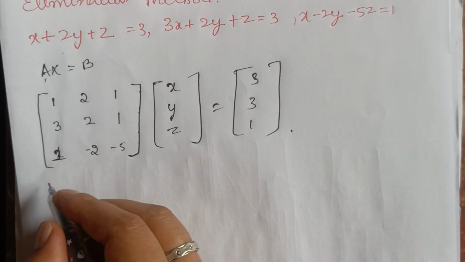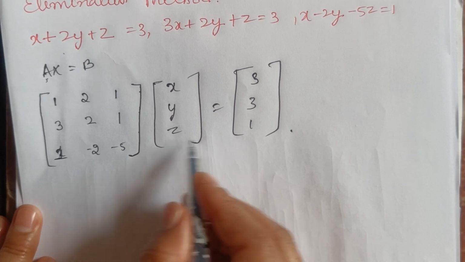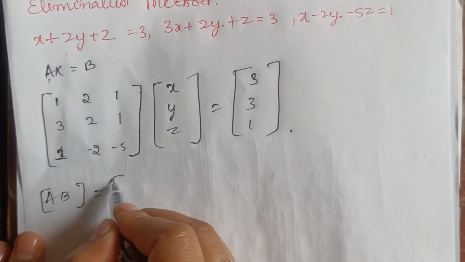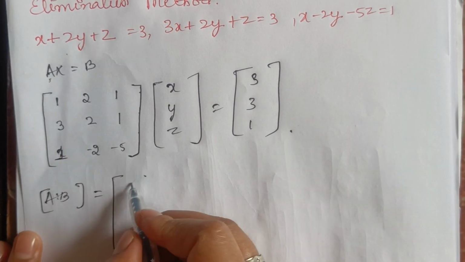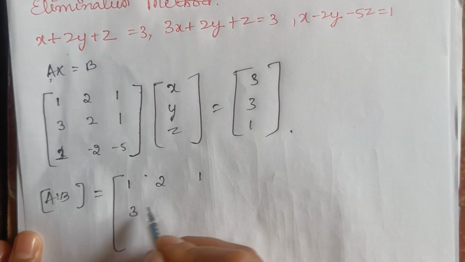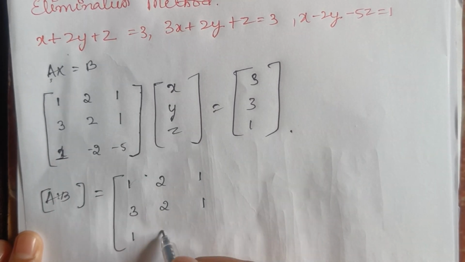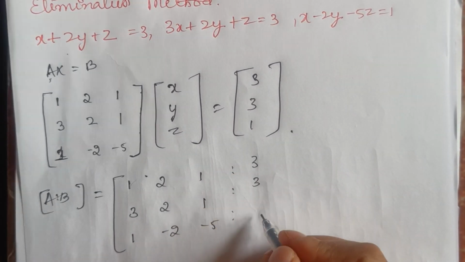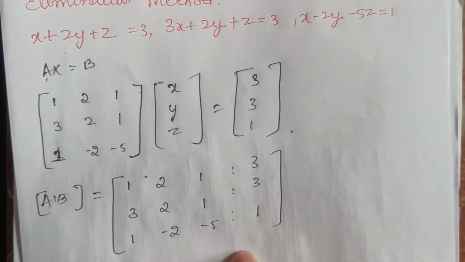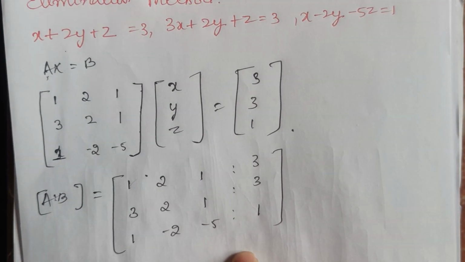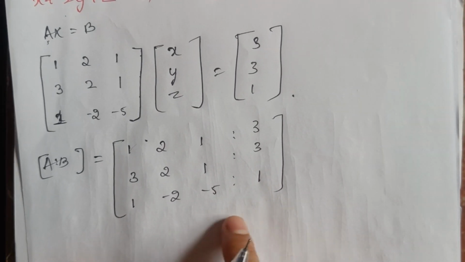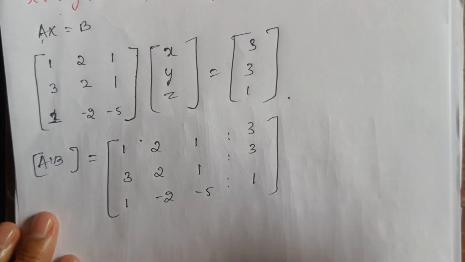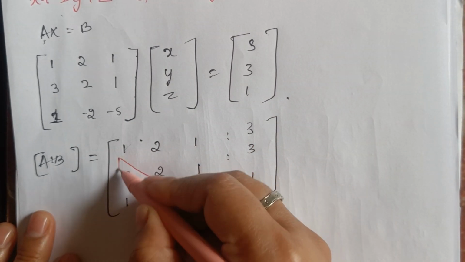Now we will find the augmented matrix of this. That is easily written as the matrix A B together, or A | B. So 1 2 1 3, 2 1 1 3, 1 minus 2 minus 5 1. So this is the augmented matrix we have. Now we will perform elementary row transformations to transform this to the upper triangular matrix.